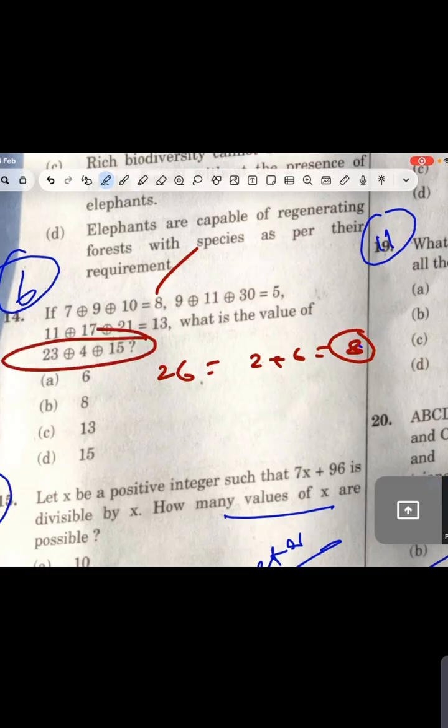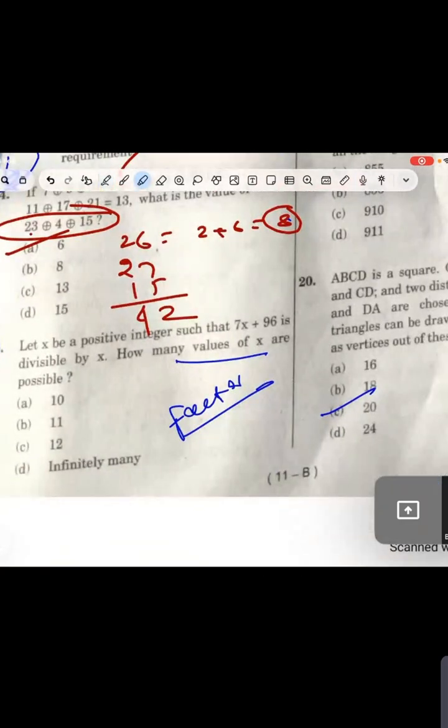So here you can do 23, 27 and then 15. So 4 plus 2, 6. 6 is the answer. It means they are adding the digits actually. That's what they are doing, guys.